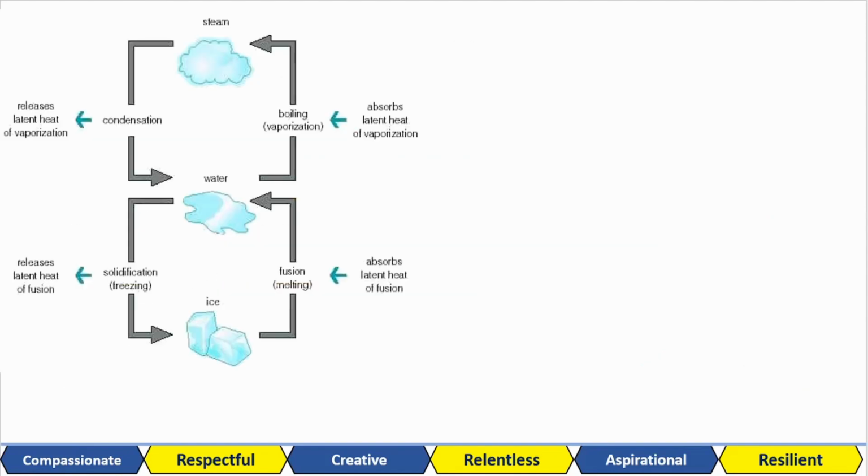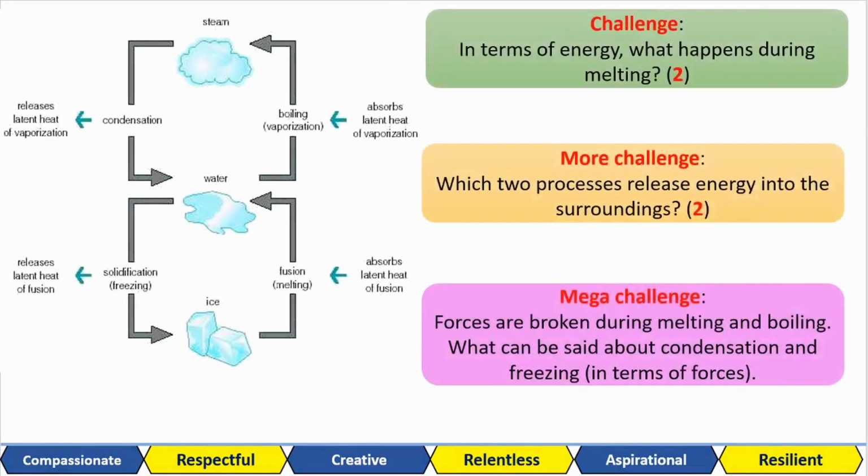For this last activity, I've got the whole cycle of state changes here, but I've also included what happens to the latent heat at each stage. You should know what to do when you get these type of questions.